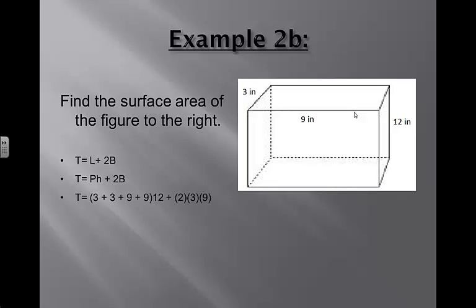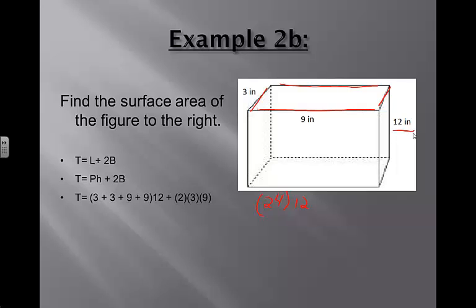The perimeter is 3 here, plus 9 here, plus 3 here, plus 9 here. So 3 plus 3 is 6, 9 plus 9 is 18, for a total of 24. So we're going to have 24 for the perimeter, and the height is going to be 12, right here. So there's the perimeter times height.